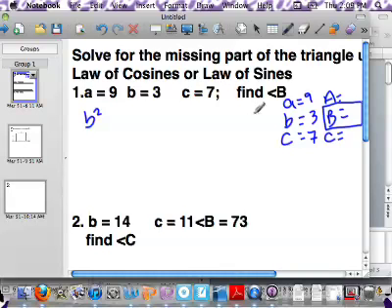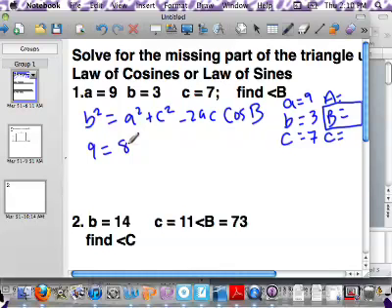B squared, because that's the angle I'm looking for is side B. B squared equals A squared plus C squared minus 2AC cos of B. Plug in everything we know right here at this step. What's B squared? 9 equals A squared is 81 plus C squared is 49 minus 2 times 9 times 3, or times, nope, 7, excuse me. That's a 7. Cos of B.